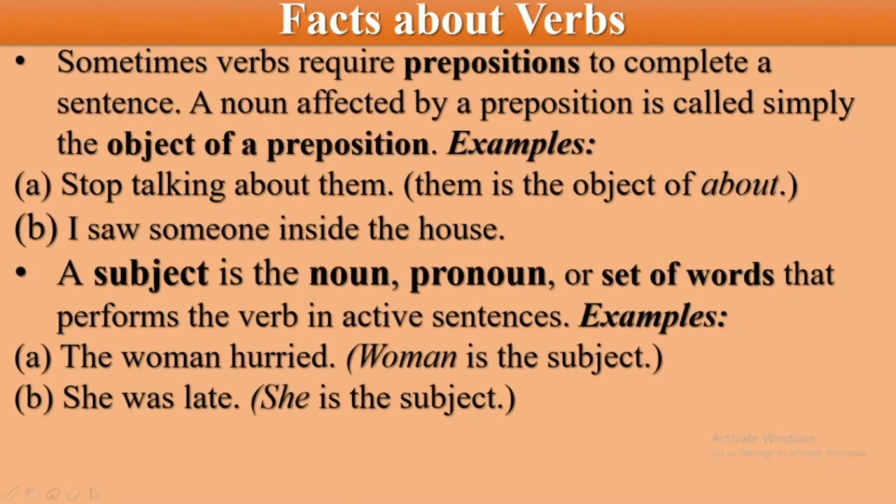Sometimes verbs require prepositions to complete a sentence. A noun affected by a preposition is called simply the object of a preposition. Examples: Stop talking about them. In this sentence, them is the object of the preposition about. The second sentence: I saw someone inside the house.